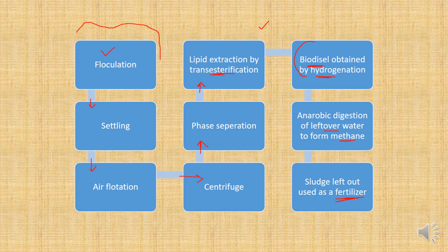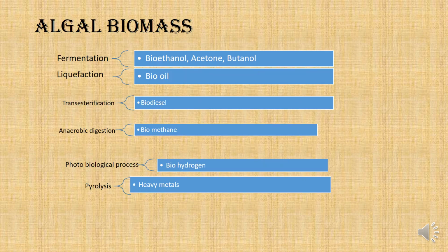This entire process includes the harvesting and dewatering up to this point, and then transesterification and hydrogenation. These are the two processes by which biodiesel is produced. And for the algal mass, anaerobic digestion and sludge are how various types of leftover matter are utilized, for methane and various types of fuel production.